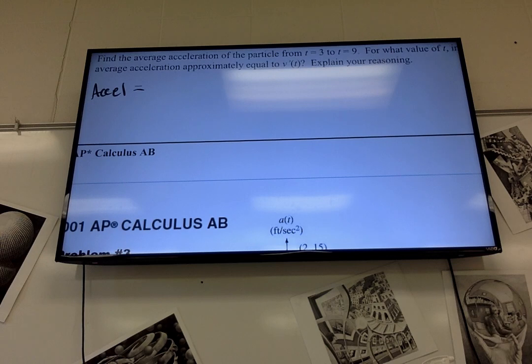I don't like the way they do it. 1.3 minus 2.7 over 9 minus 3. So that turns out to be negative 0.233 meters per second squared.